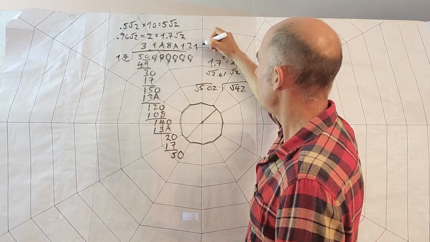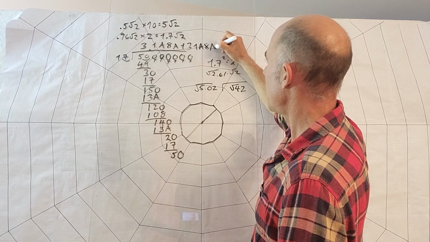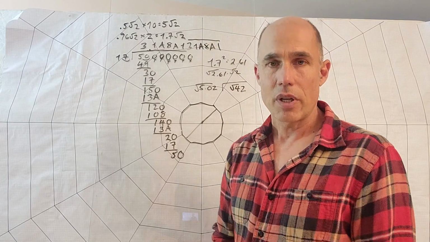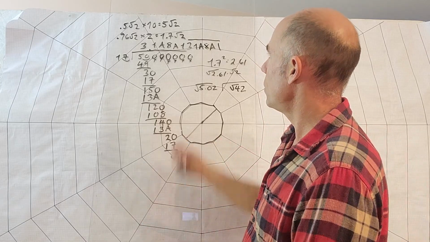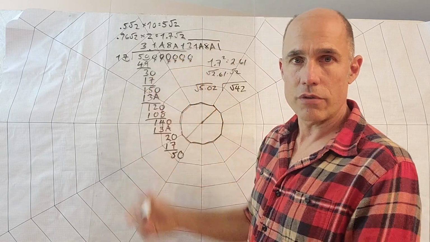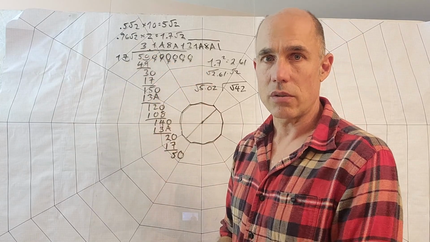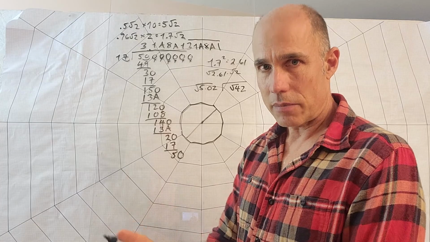3.1A8A1, 31A8A1, and that just keeps repeating like that. So that's the answer that we get when we knock off the square root of 2 units and we just do it as a straight long division question. Okay, I'm just going to leave it at that.